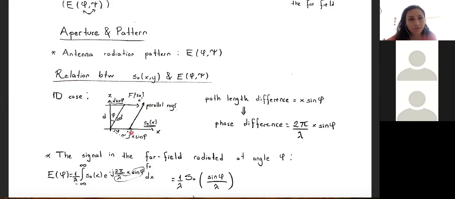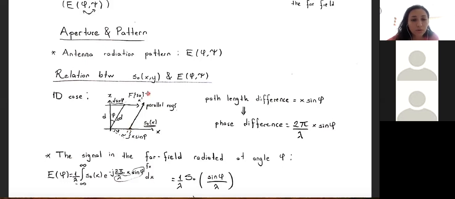Because in the far field, if we're looking very far away, then the rays, or the waves, that are originating from an infinitesimal point will appear as parallel rays. So we're going to consider a parallel ray originating from this point that is at spatial location x, and we want to understand how it will contribute to the angle psi.